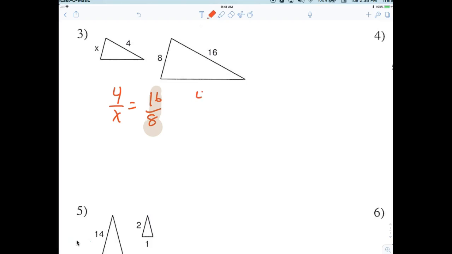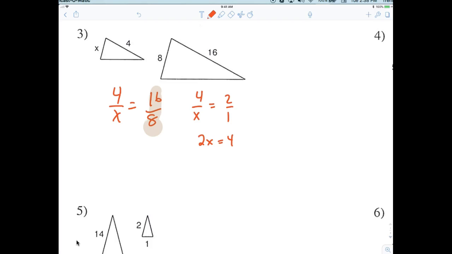So now look how much easier it'd be if you'd say 4 over x equals 2 over 1. So I agree with that? And now when you cross multiply, 1 times 4 is 4. Good. And so finally, the answer is 4.